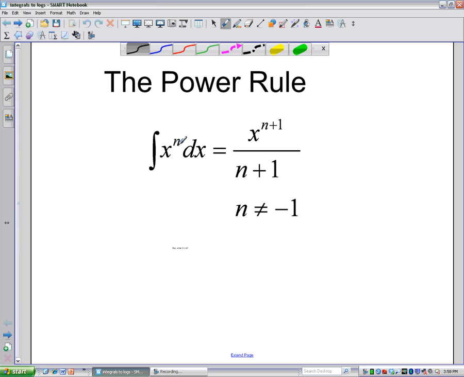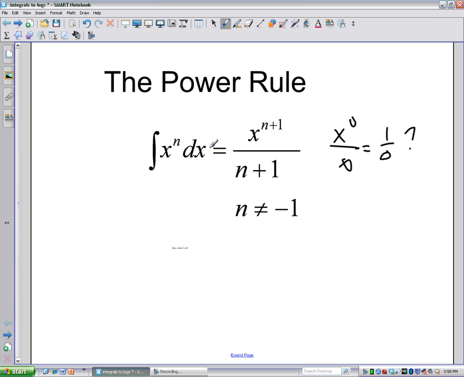Because if n was negative 1, so if it was x to the negative 1, we'd end up with x to the 0 over 0. We'd be dividing by 0, right? X to the 0 is 1, so 1 over 0. We don't know. Well, we pretend it's infinity, but we can't get an actual thing.